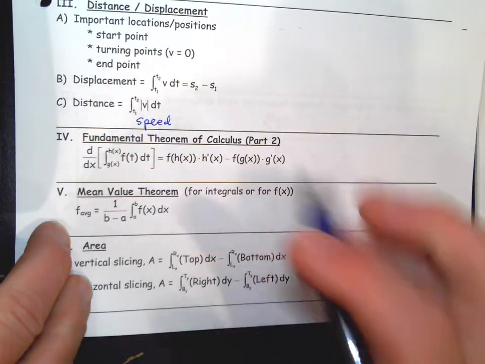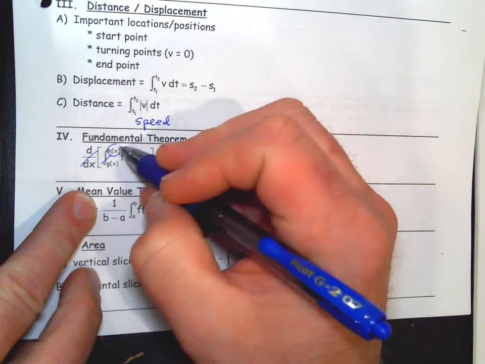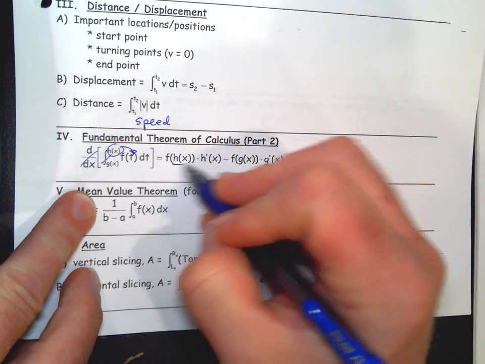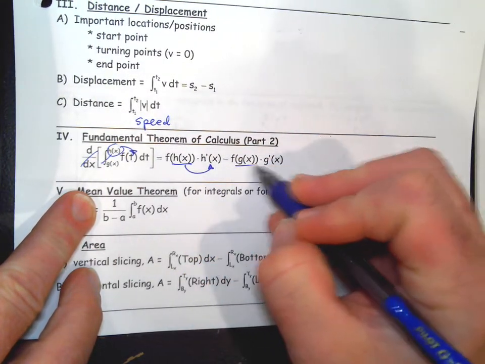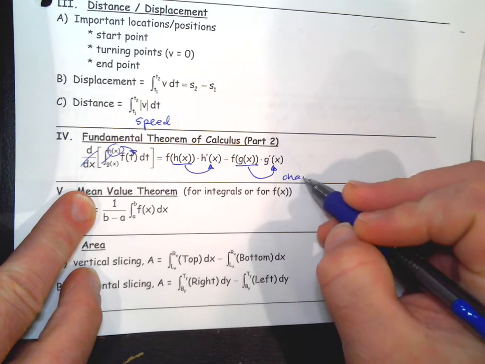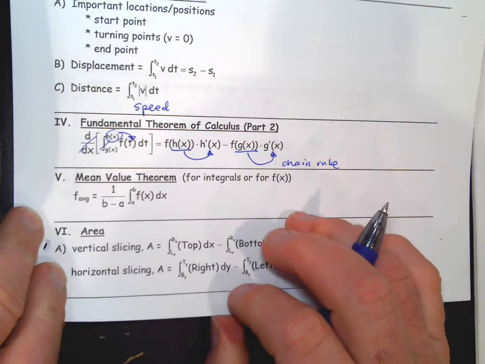Fundamental Theorem of Calculus Part 2 says that derivatives undo integrals, but you still have to plug the limits in after the fact. And the big thing people forget is you have to make sure you take the derivative of what you plugged in, because it's the chain rule, right? It's really just the chain rule. You haven't finished doing the derivative if all you've done is the derivative of the outside.